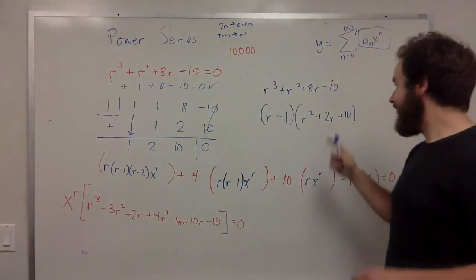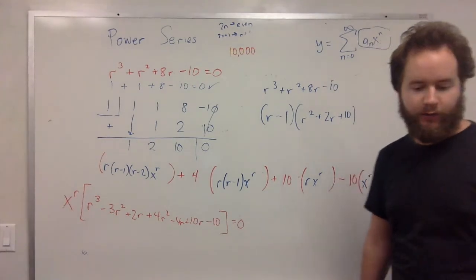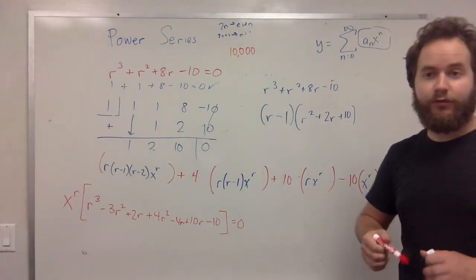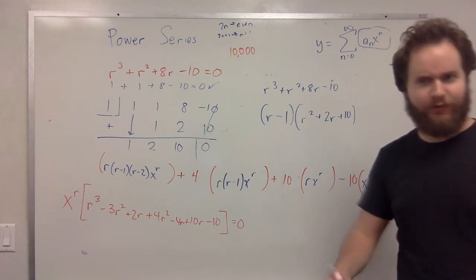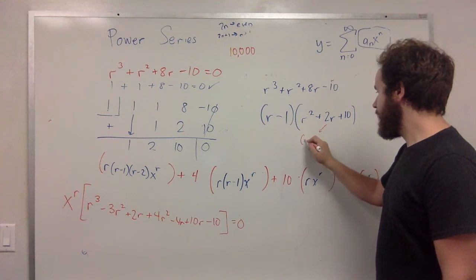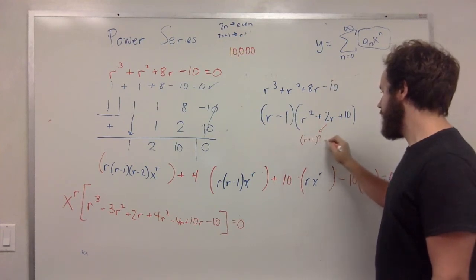Kind of a pain because this doesn't factor, but I do recognize this as the quadratic equation which has negative 1 plus or minus 3i as its roots. Right? You can just see that, right? If you want to complete the square, this becomes r plus 1 squared plus 9.